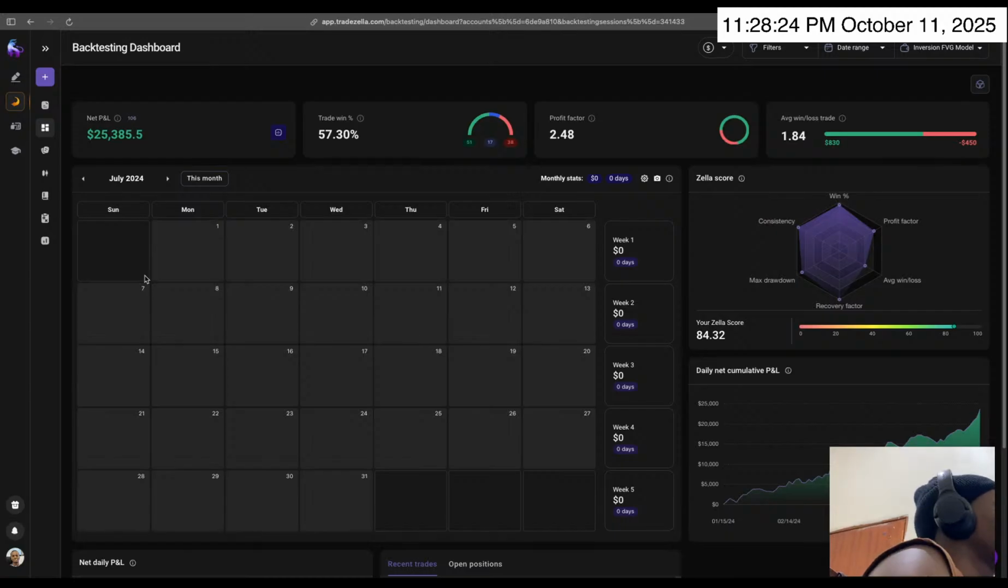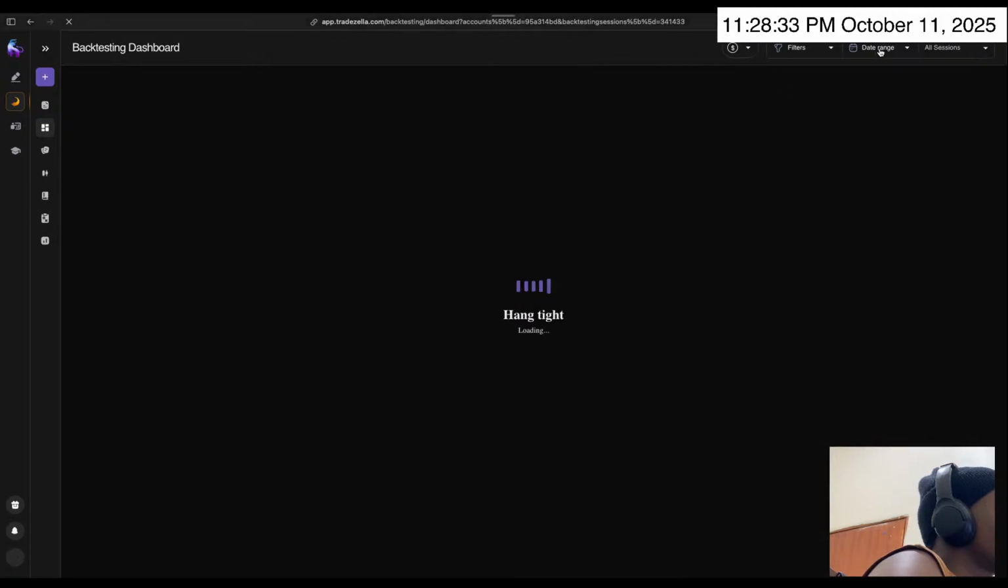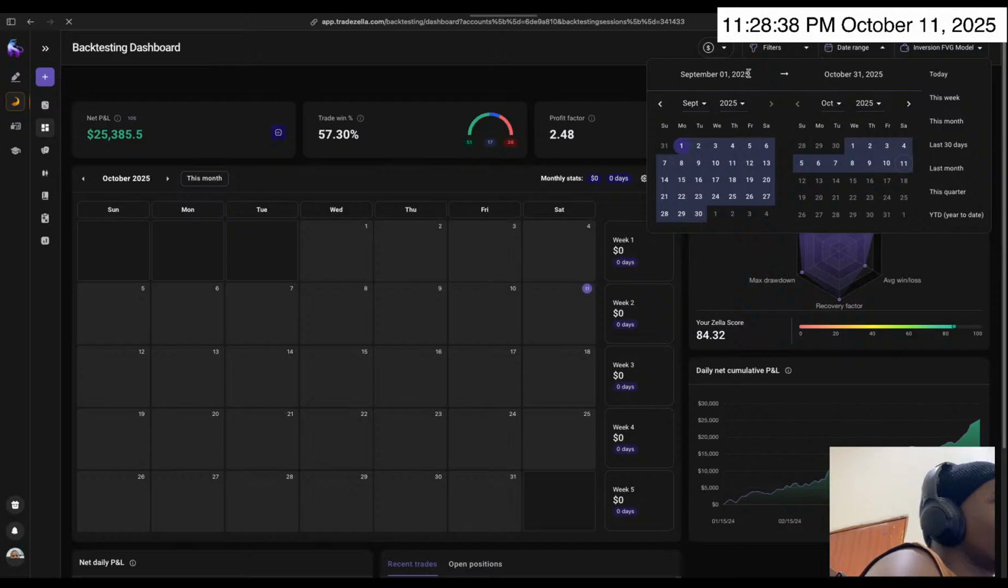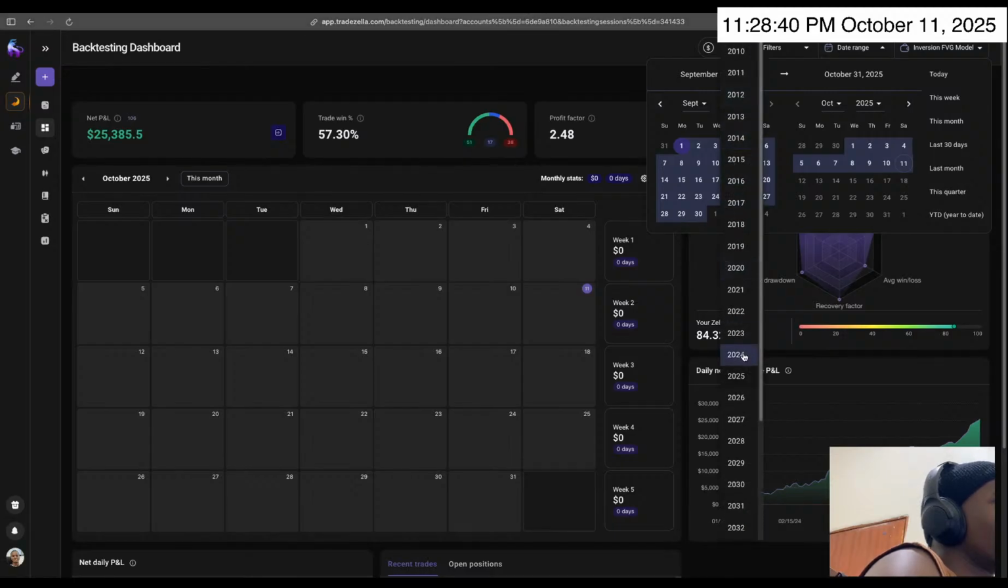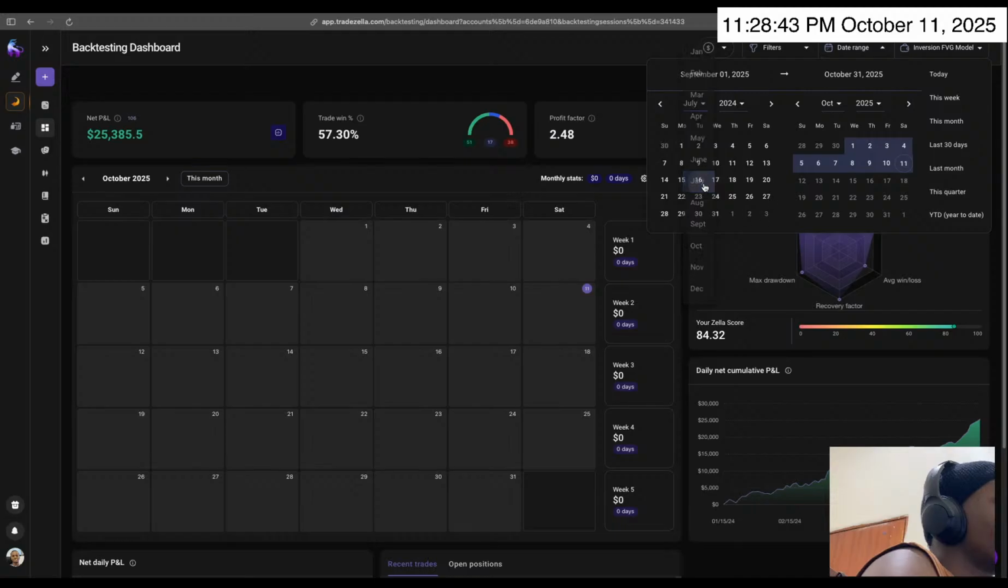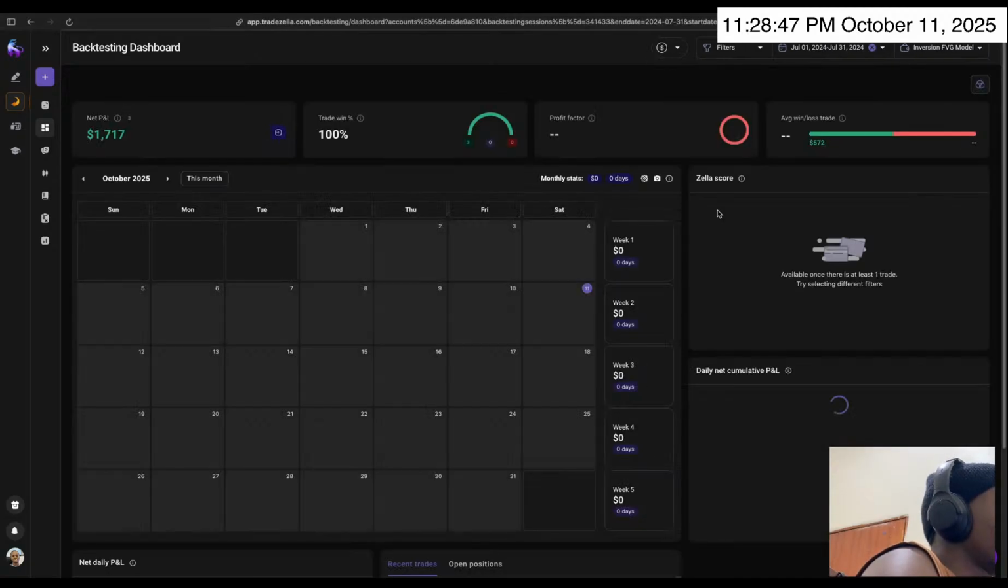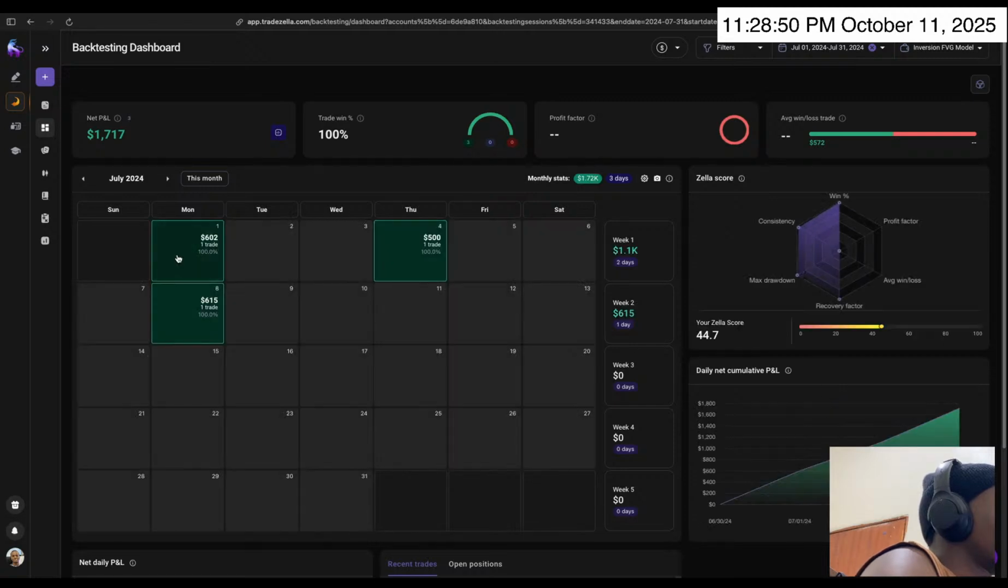July 2024 is not pulling up. Why so? Okay, let's select 2024, July 31st. Like 2 trades in the whole week, which is something I could replicate.